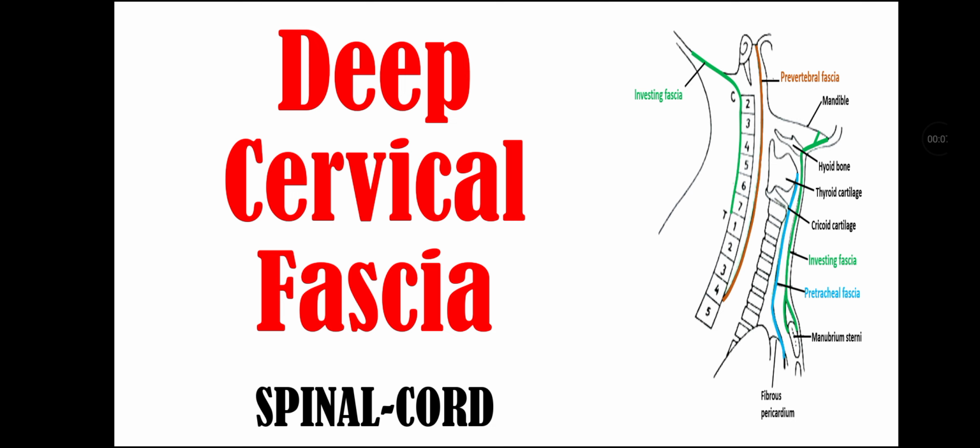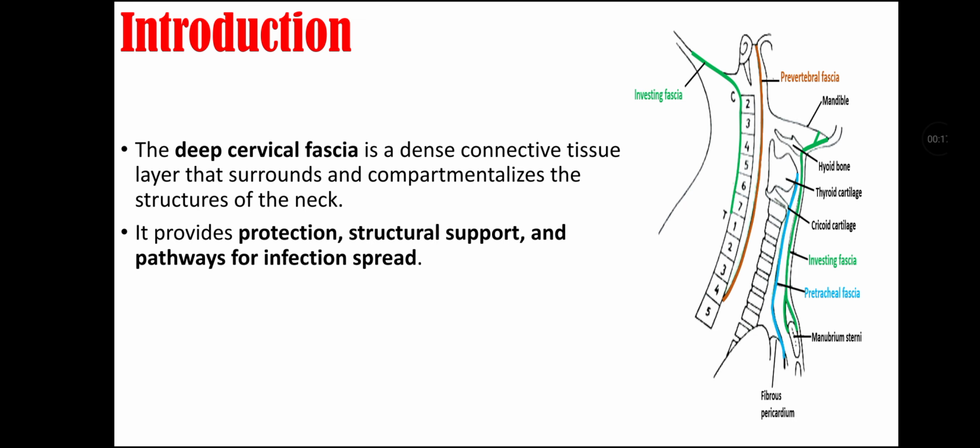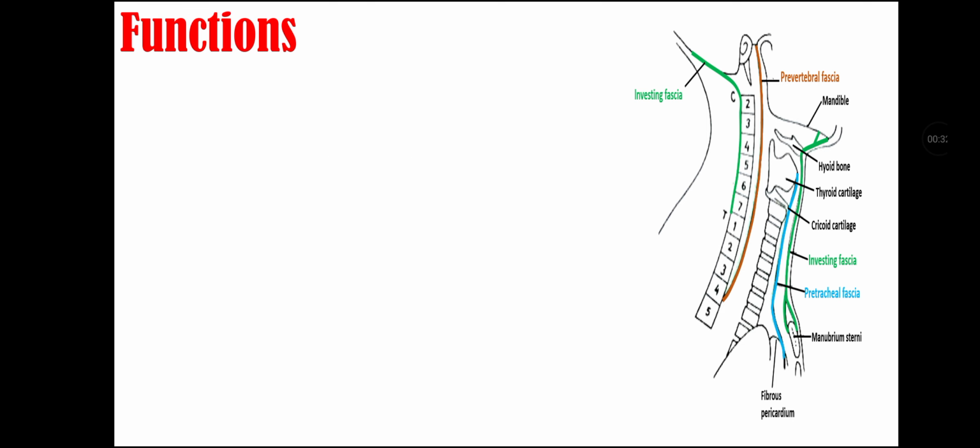So let's start our topic with introduction. Deep cervical fascia is a dense connective tissue layer that surrounds and compartmentalizes the structures of the neck. It provides protection, structural support and pathways for infection spread. Fascia is divided into several layers which form fascial spaces, sheaths, and compartments in the neck, making it highly significant in clinical anatomy and surgery.